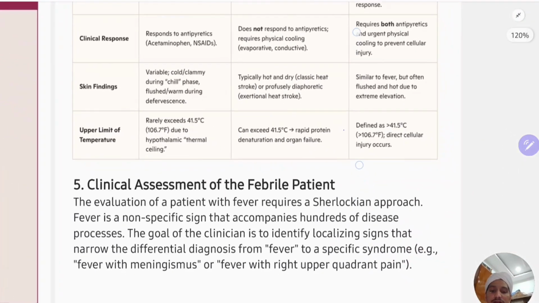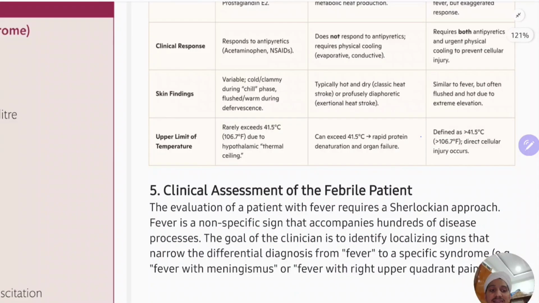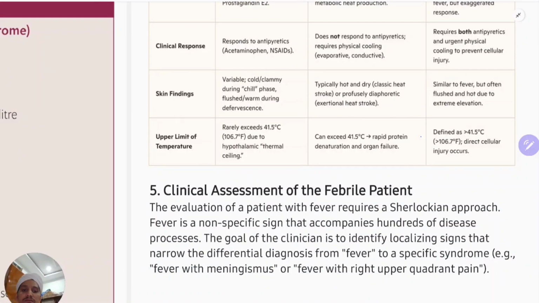Now you have documented the fever. Now you will assess the patient with fever. Clinical assessment of a febrile patient. The evaluation of a patient with fever requires a Sherlockian approach. What is the Sherlockian approach? Sherlock is the name of a fictional detective.